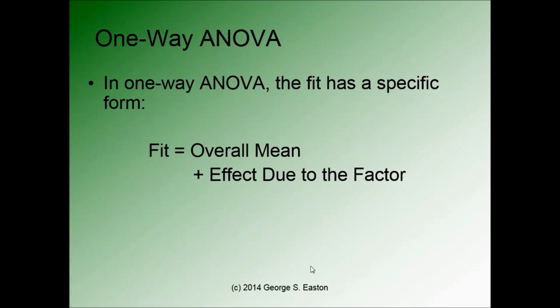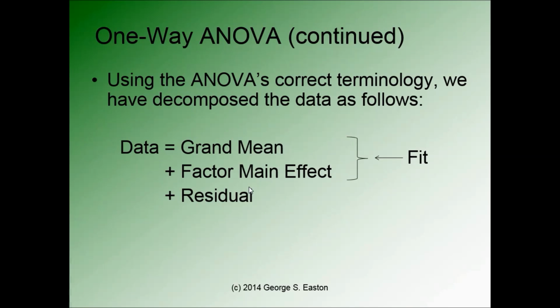Now we're going to use this idea in one-way analysis of variance. In particular, in one-way ANOVA, the fit has a specific form. The fit consists of an overall mean or grand mean plus an effect due to the factor. So our fit has this particular structure. Saying the same idea but using the terminology of analysis of variance, we're going to view the data as being equal to a grand mean plus a main effect due to the factor, and the two of those together are the fit, plus then the residuals. So that's the way we're going to be looking at the data.